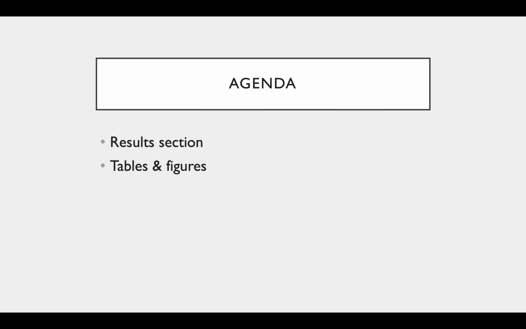So this week we're going to be talking a little bit about how to write the results section, or kind of what goes into it, because that's sort of the next big thing on the docket. And we're going to be talking a little bit about how to format tables and figures in APA, because that's just sort of another way to represent your data.